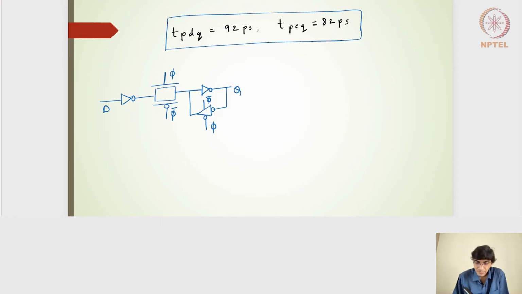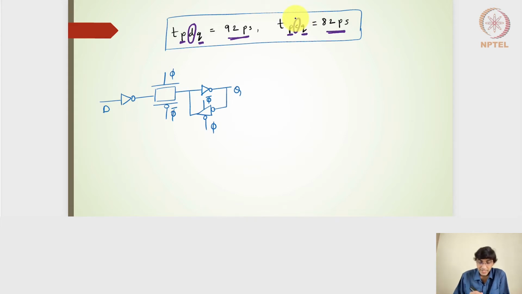Right? Yeah, so let's have a look into this particular TPDQ of 92 picoseconds and then the TPCQ of 82 picoseconds. This is characterized from the latch design, and it has nothing to do with the pulse clock generating signals, because once the pulse signal is given to the latch design, the latch output is my Q signal, right? And P stands for propagation. So the only thing we have to see is, why is the delay from D to Q higher than the delay from clock to Q?